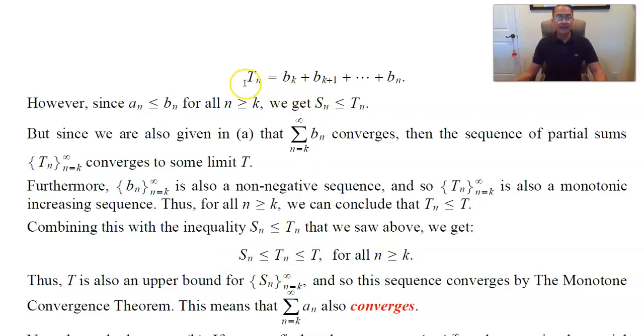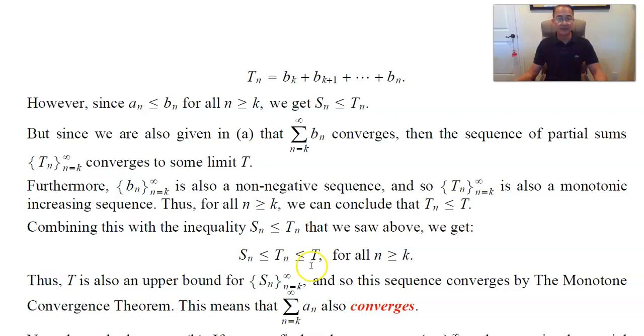But again, the T sub n's, the partial sum for the B's, is made of positive terms. So it is also an increasing sequence of positive numbers. And so the limit of the T sub n must be bigger than the terms of that sequence. T sub n is less than or equal to the limit t. And so t is also an upper bound for the sequence of partial sums S sub n for our A sub n's.